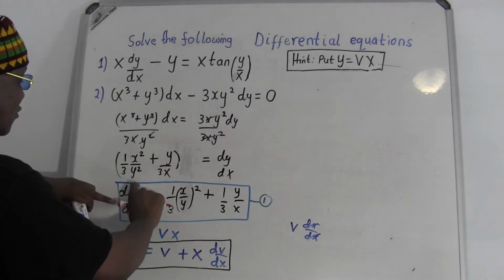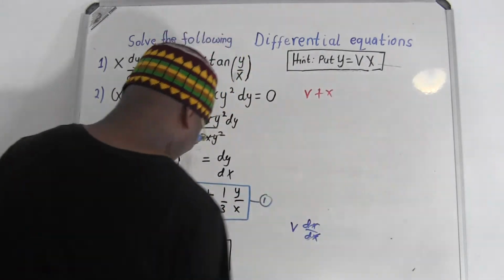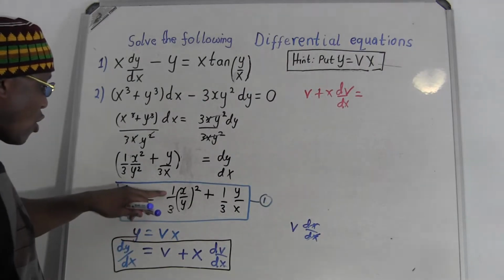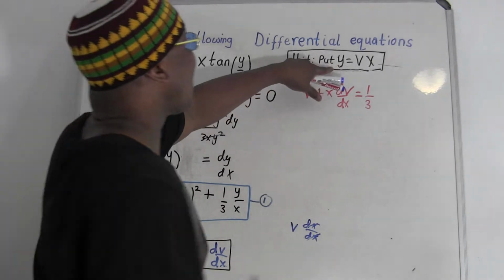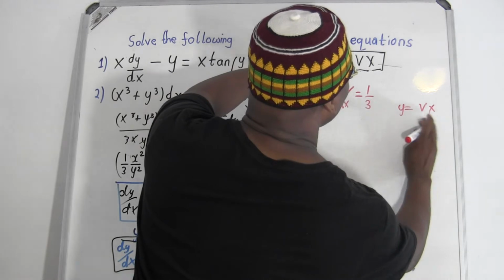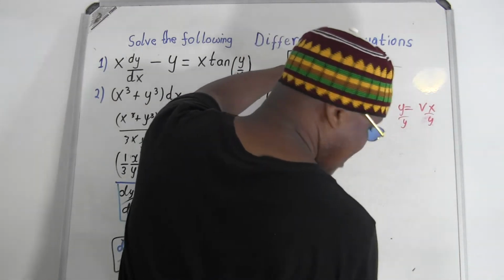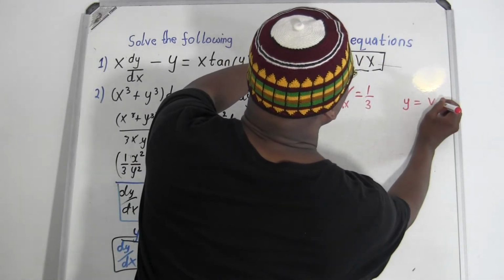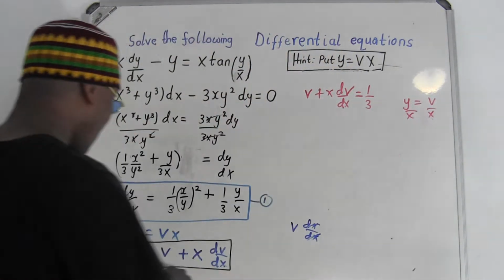It's going to become, let me use another color here, so it's going to look nice a little bit. So instead of dy over dx from the main equation, I'm going to say v plus x dv over dx equal to 1 over 3, just 1 over 3. Okay, this is going to be x over y. Look, x over y, look here. This is y equal to vx. So x over y means divided by y. Or you can simply say this, look. X over y, right? Look. So this is going to become y equal to vx, divided by x.